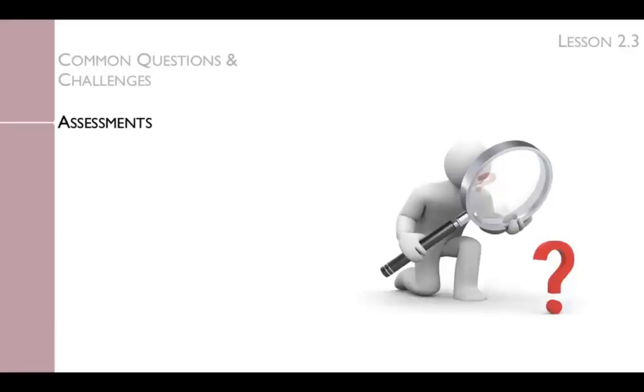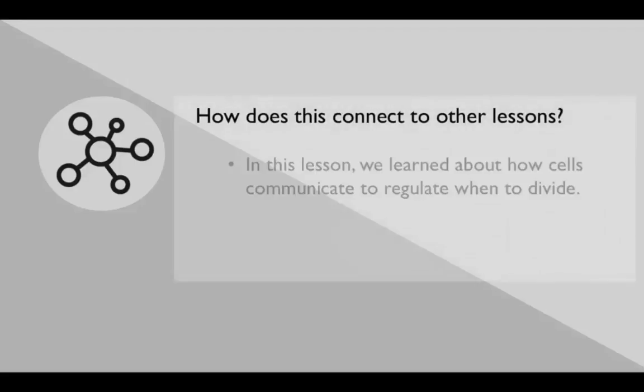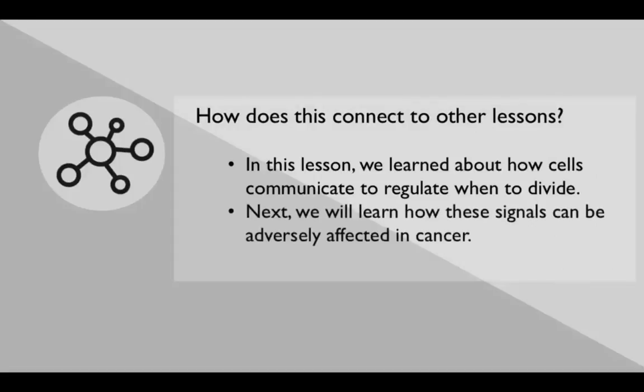At the end of the lesson, collect the lesson worksheets to assess students' predictions of the effects of mutating a cell signaling cascade. In this lesson, we learned about how cells communicate to regulate when to divide. Next, we will learn how these signals can be adversely affected in cancer.